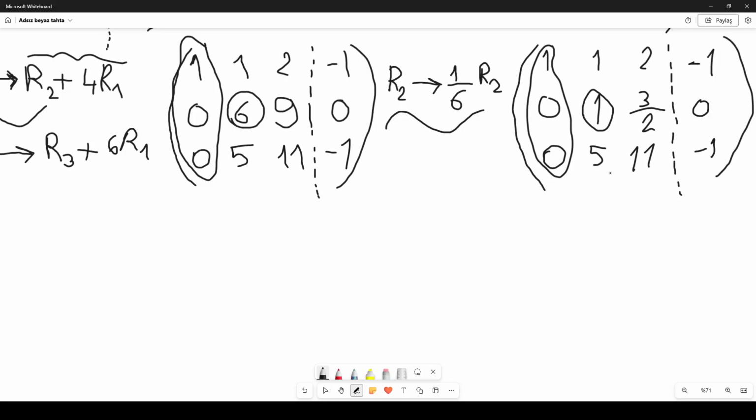So the problem is that now in the column of this leading entry for the second row, there are other values, 1 and 5. You see the leading entry in the second row, which is 1, shares its column with the 1 in the first row and the 5 in the third row. So what we need to do is eliminate the values 1 and 5.